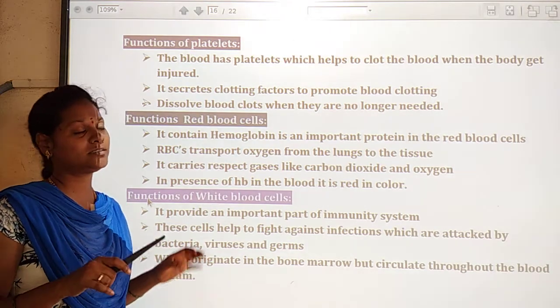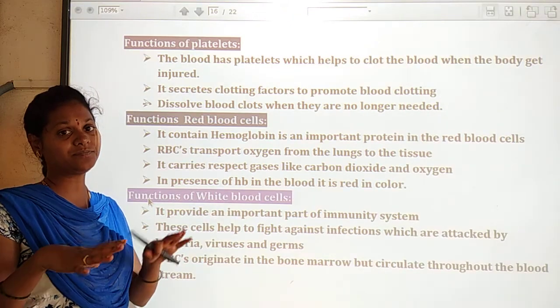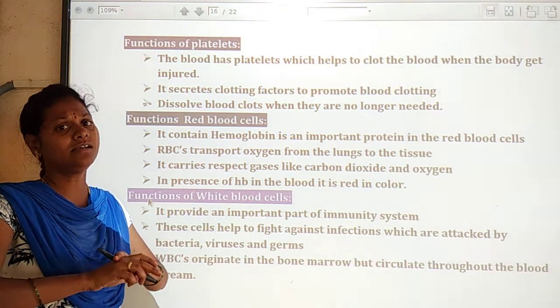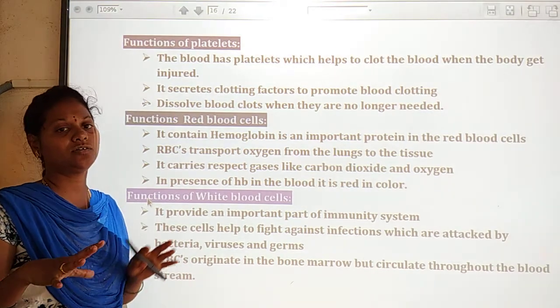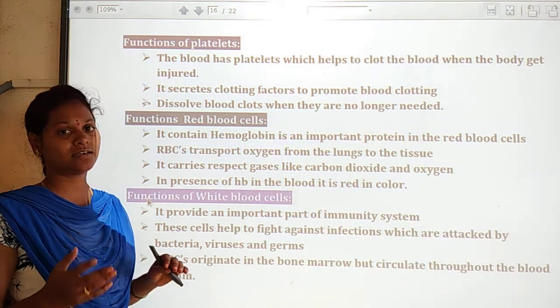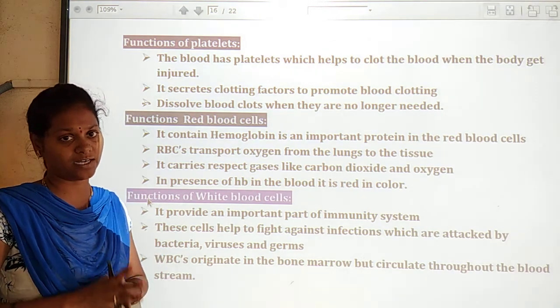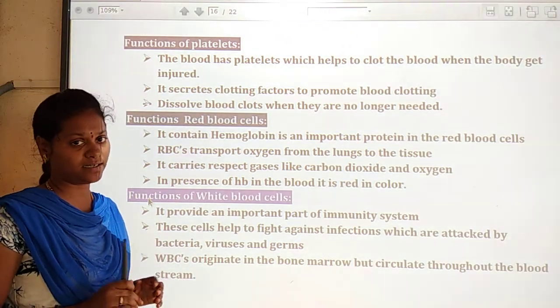ಸೊ ಅಲ್ಲಿ ಏನ್ ಮಾಡುತ್ತೆ, platelets slowly form, and it covers the injured part of the body and clots the blood. Okay, so automatically the blood clots and the blood coming out of the body stops. Automatically it will stop. So this is the function of the platelets in our body.